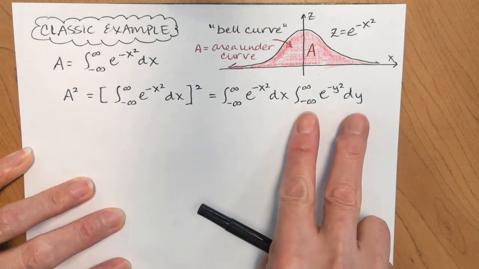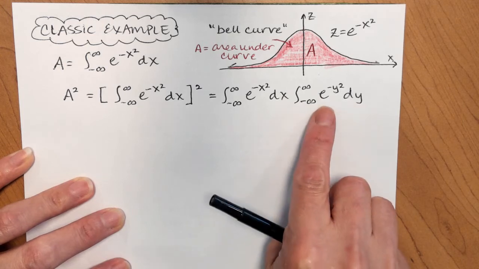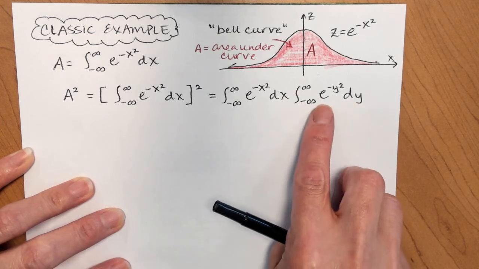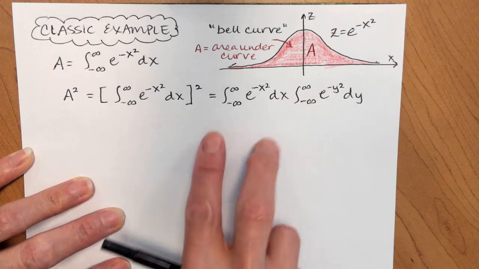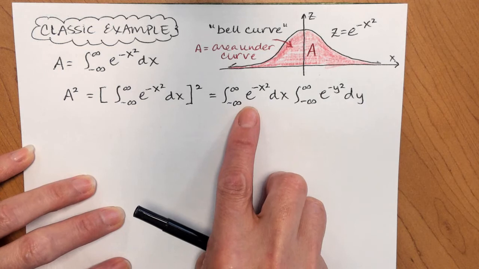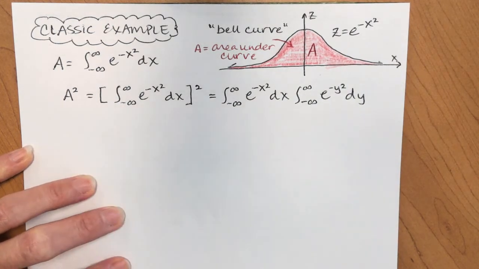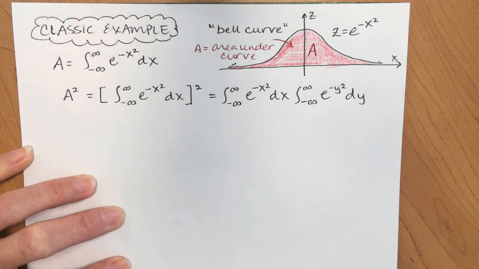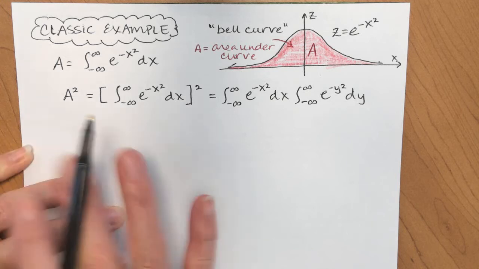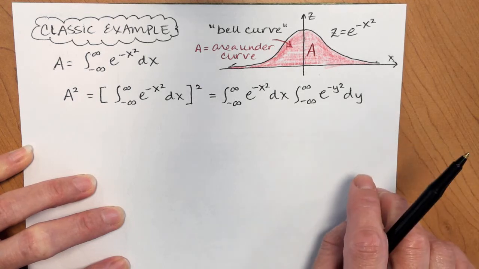But the integral of z, if z is equal to e to the negative y squared dy, is going to have the same value as the integral of z if z equals e to the negative x squared dx. So these are equal and therefore equal to the square of the right side of our equation. Okay, this is by some version of Fubini's theorem, which we learned earlier.